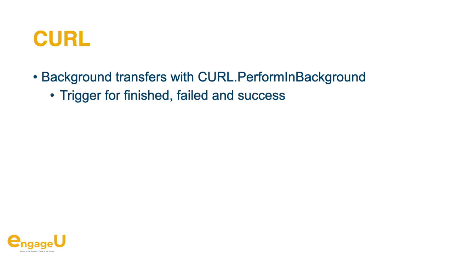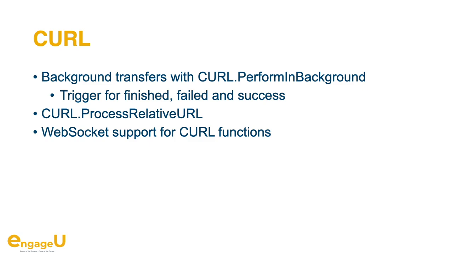We got trigger scripts for finished, failed, or success. So you can just start a download or upload in the background, and then later a script is triggered when it's finished. We can help you process relative URLs, like if you got a URL on a web page which goes into a subfolder to a document. You can take the absolute URL and then apply the relative one and get a new absolute to download the next page. We also got WebSocket support in our curl functions.